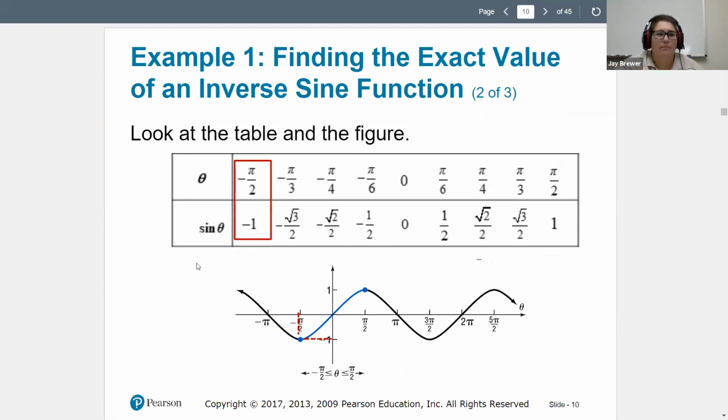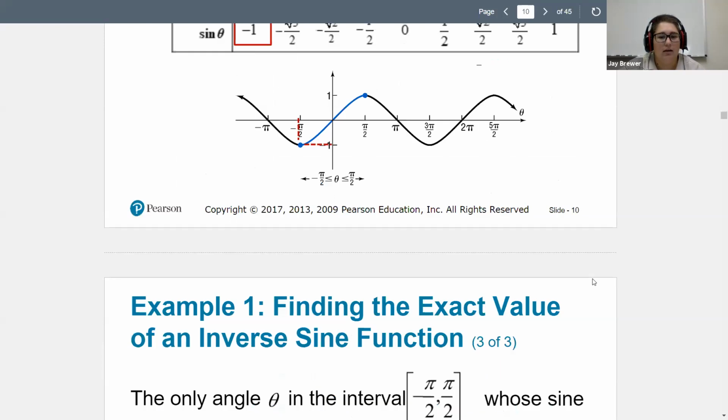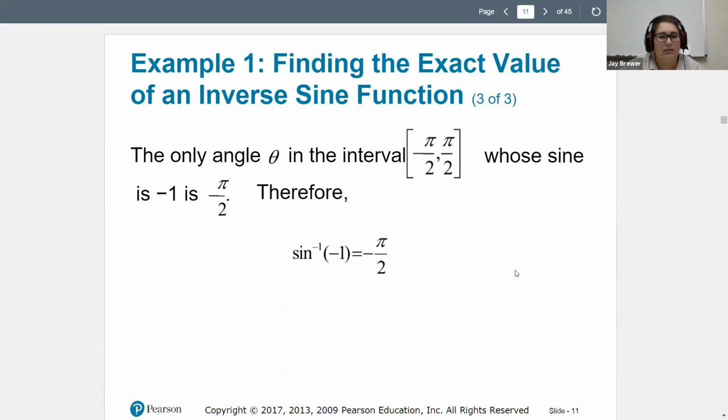Okay. Negative pi over 2. Yes. All right. Now, if you were asked for a sine or an inverse sine of an angle that we do not have memorized, or we don't typically have memorized, you can definitely use your calculator, and we're going to get to that in probably an example.